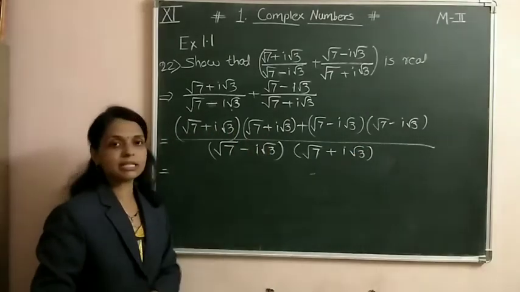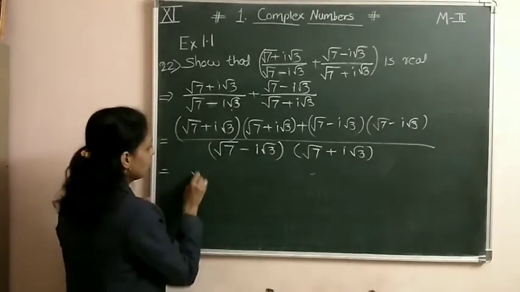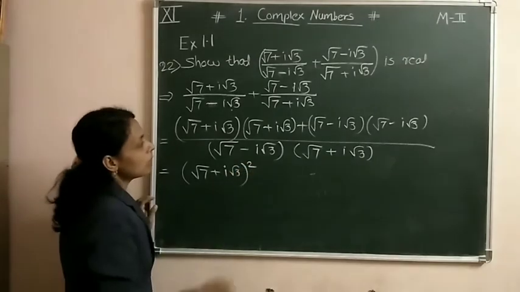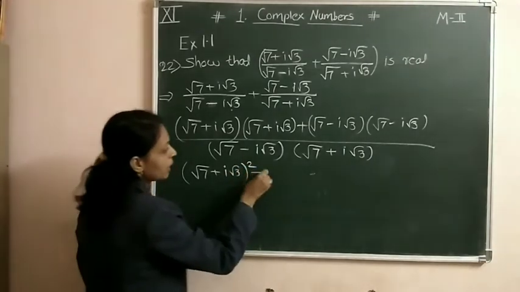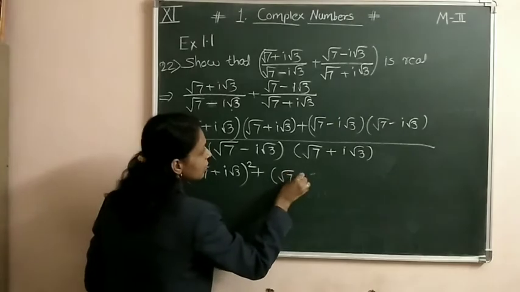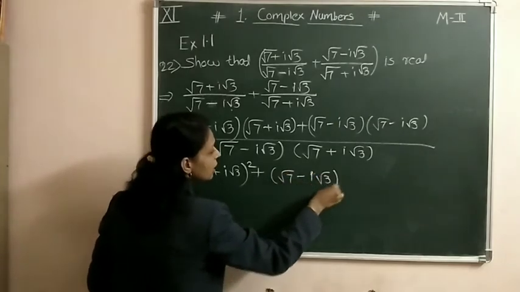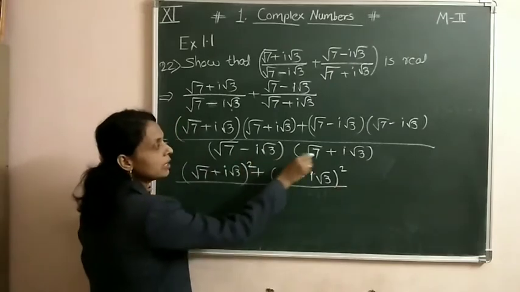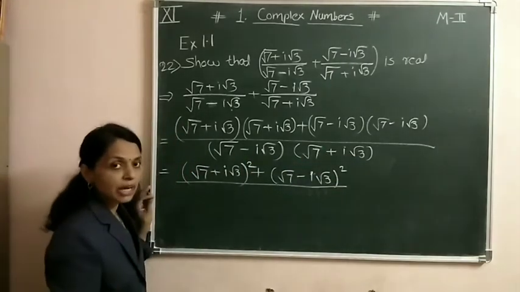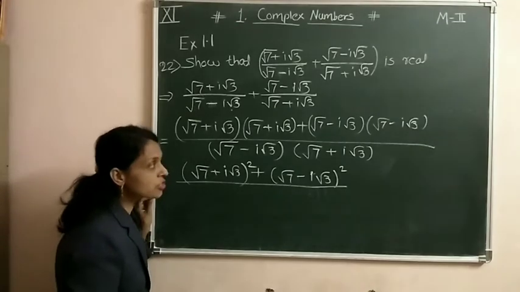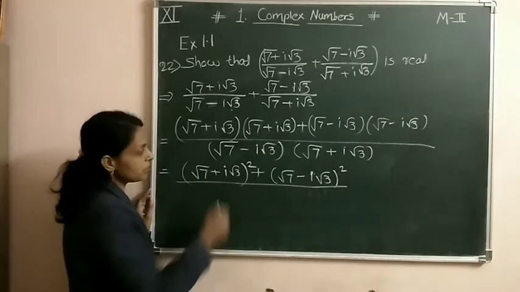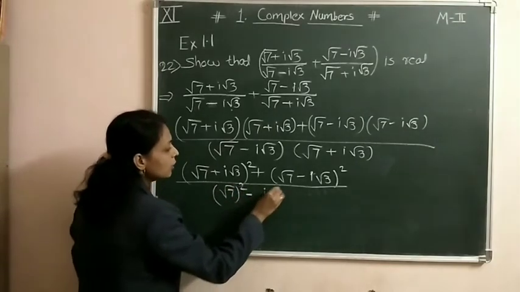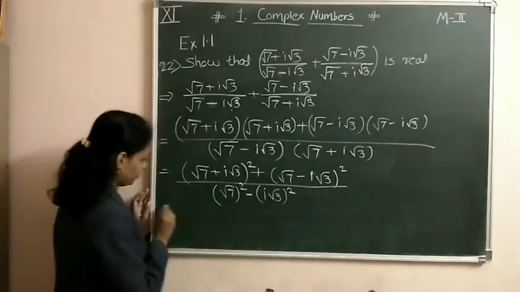Same number multiplied by same number, so it gives the square number. (Root 7 plus i root 3) bracket square, 5 into 5, 5 square, same. Plus (root 7 plus i root 3) bracket square. Here we use the identity (a minus b)(a plus b), the addition and subtraction of same term. It is the expansion of a square minus b square, means root 7 square minus (i root 3) bracket square.